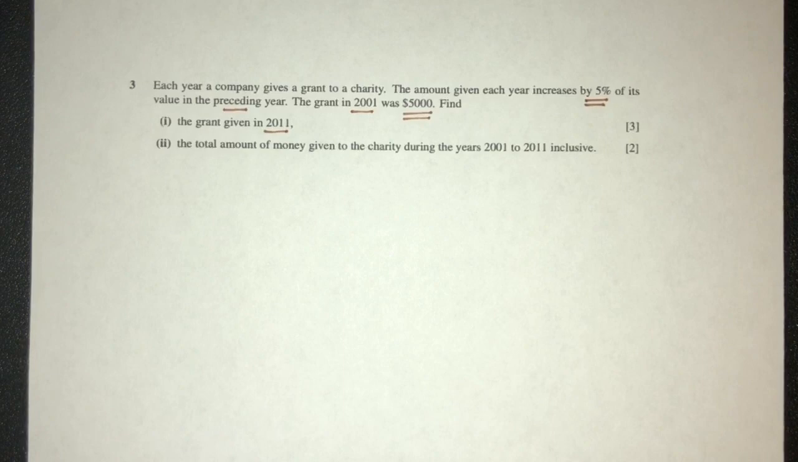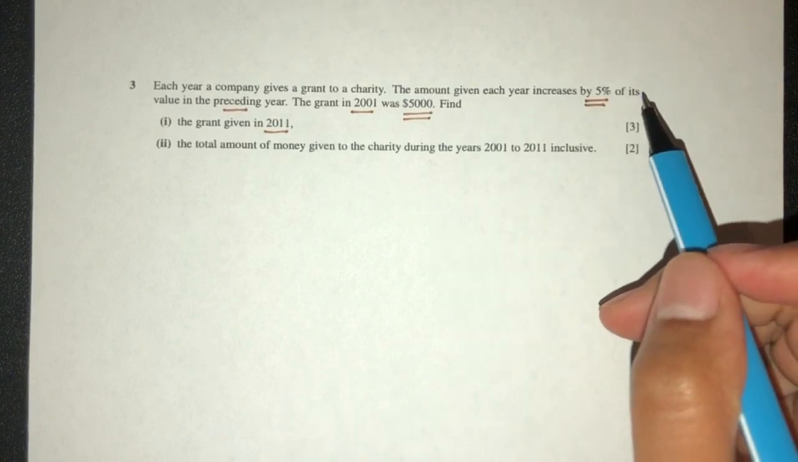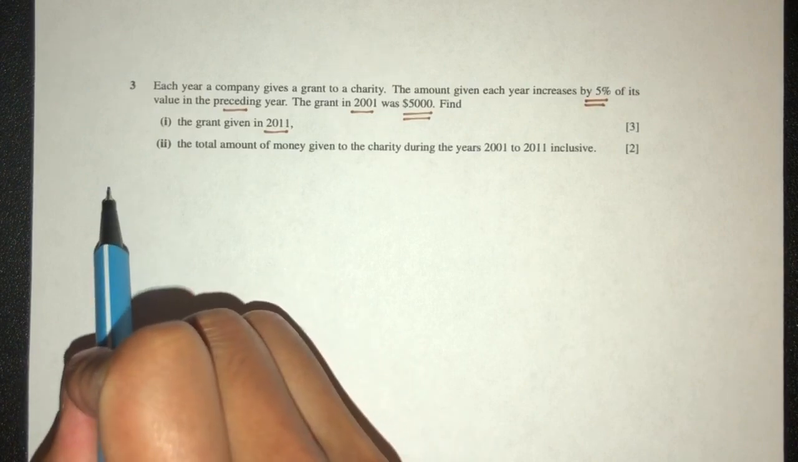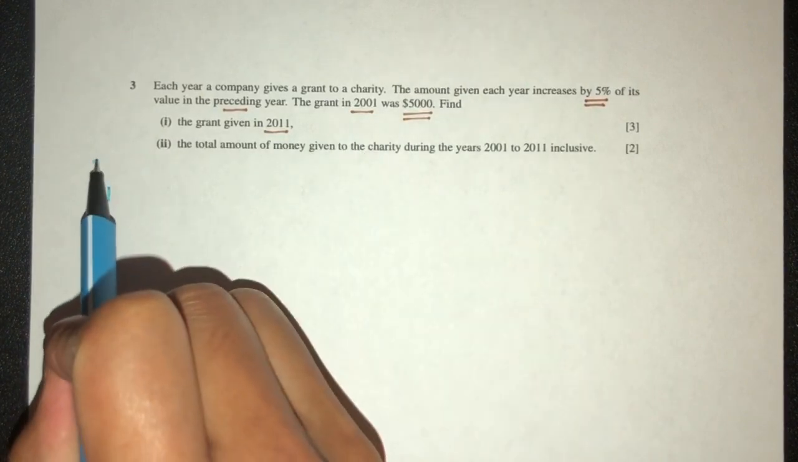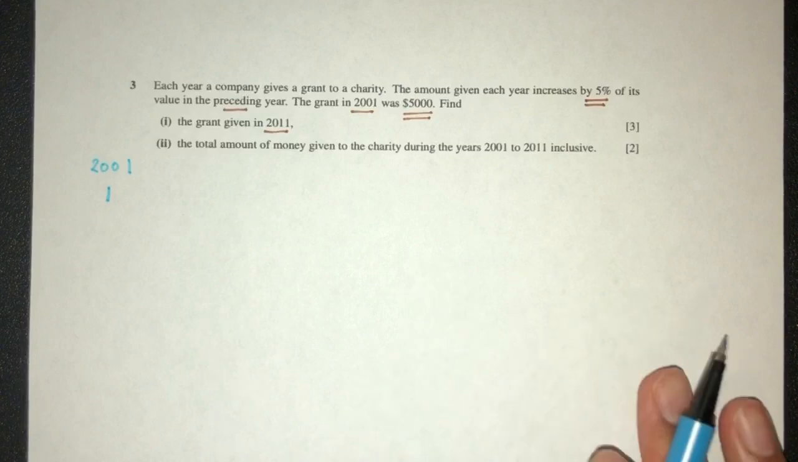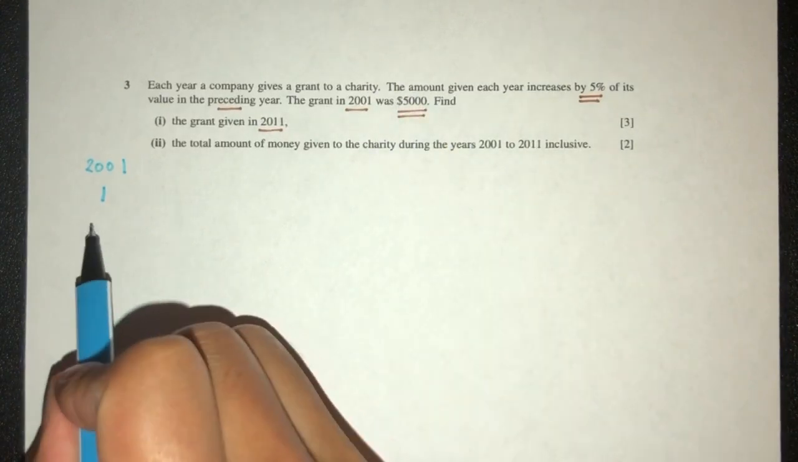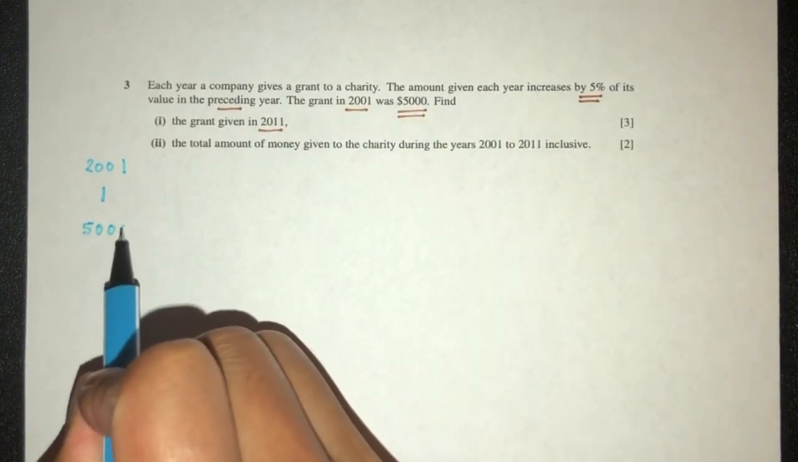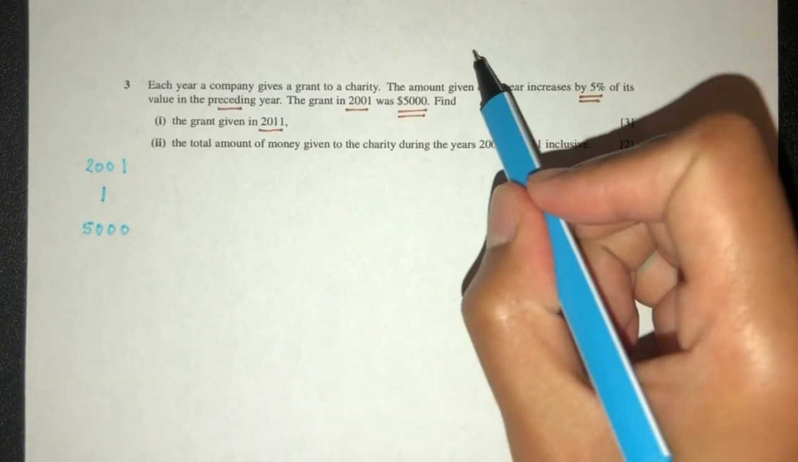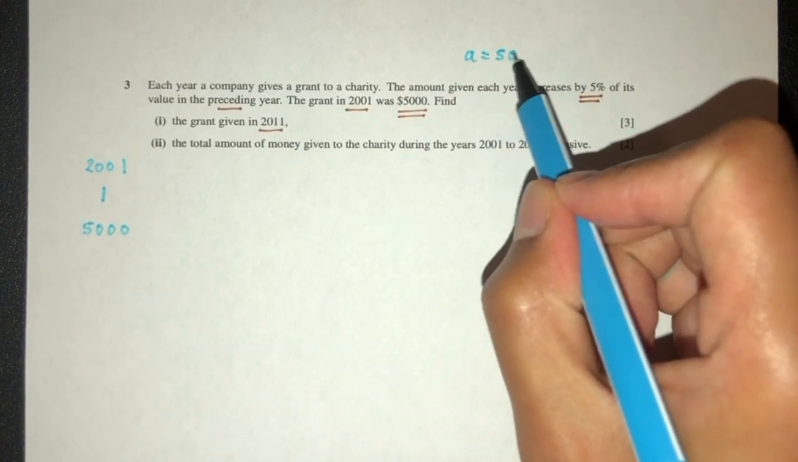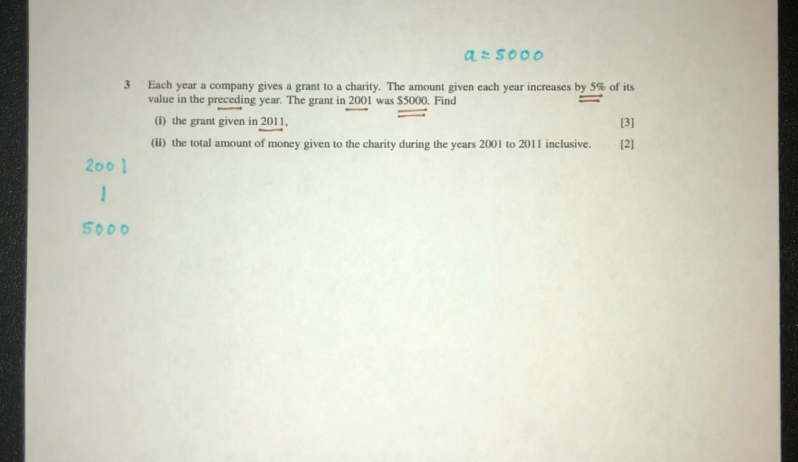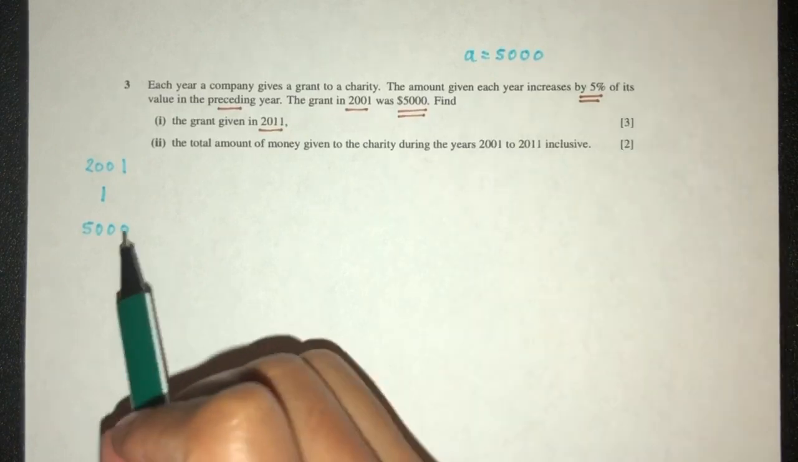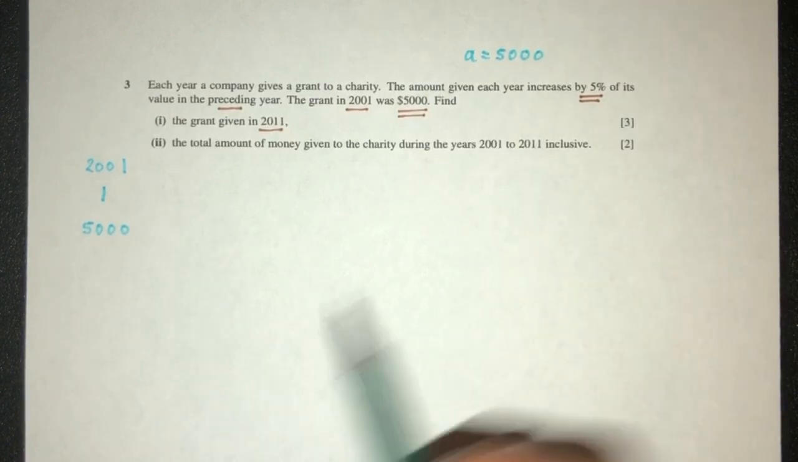I will first definitely write a few things down. So I do understand that my first term, which was 2001, was 5,000. That's the first term. So we can write this down: a is equal to 5,000. That's my first term.